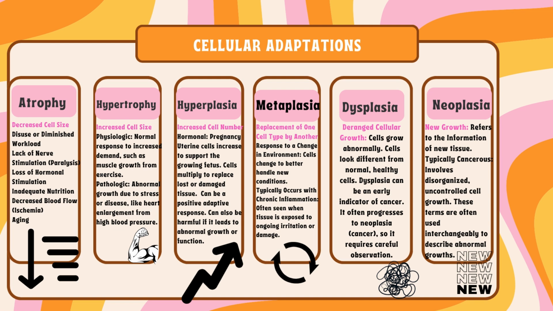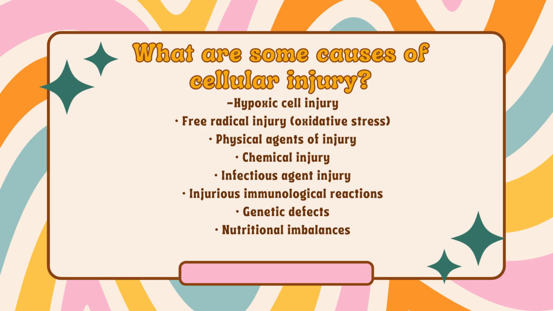Metaplasia is the replacement of one cell type with another. Dysplasia is deranged cellular growth, and it can lead to cancer. And neoplasia refers to cancerous, disorganized, uncontrolled cell growth. So now let's look at some causes of cellular injury.